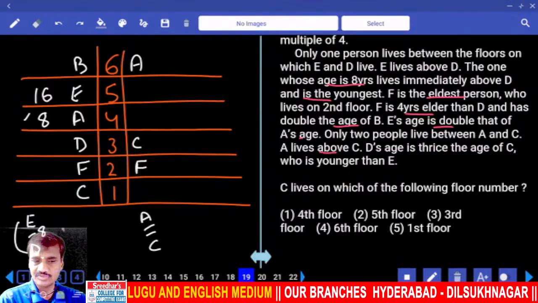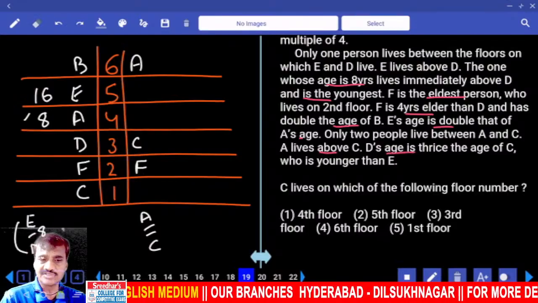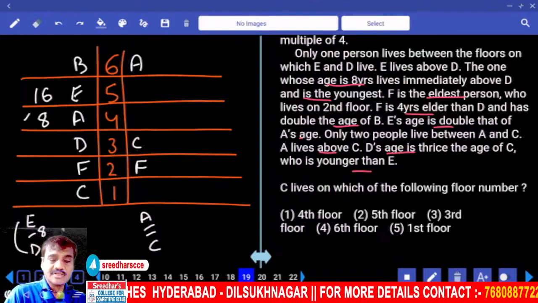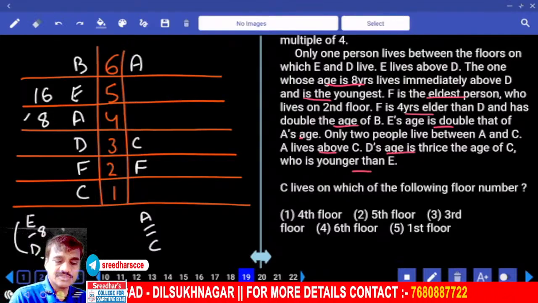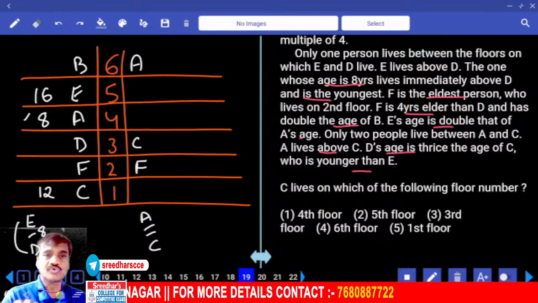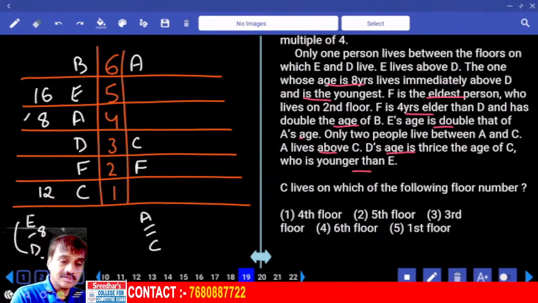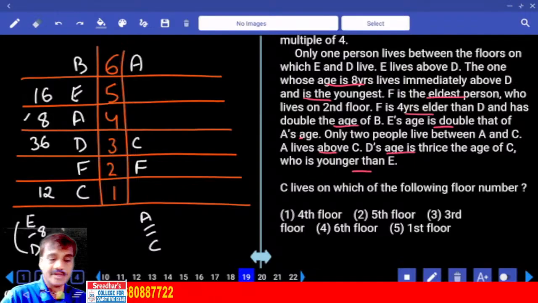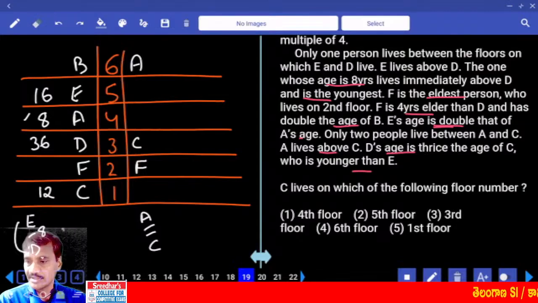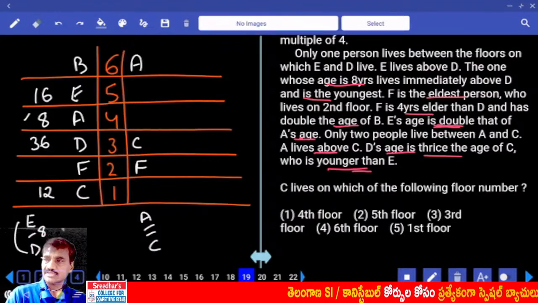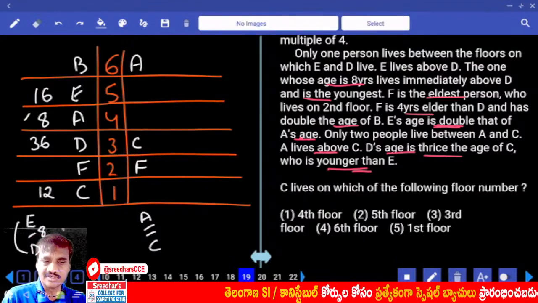A lives above C, and D's age is thrice that of C. C is younger than E, then what is the age of this one? Definitely 12, because 4 is not possible. As C is here, D's age is thrice that of C, so D must be 36. E's age is double that of A, and C is younger than E. That is fine.